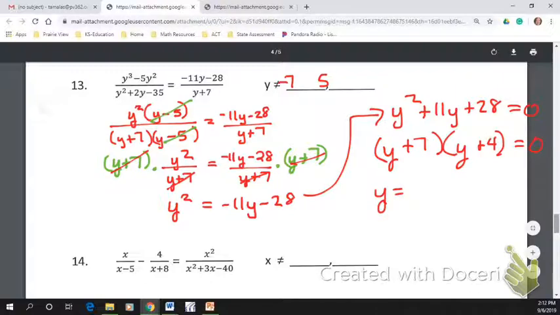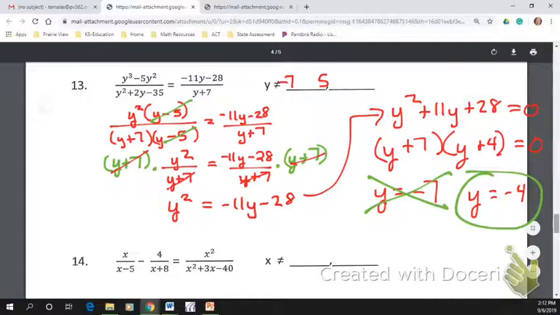So what's y equal to? Nope. What makes your parentheses come out to be a 0? -7 and -4. These are my two answers unless one of them is an excluded value. Oop, -7 is an excluded value, so I have to throw it out. So my only answer is y equals -4. That's the only one you would type in. If you type in both, you're going to get it wrong.